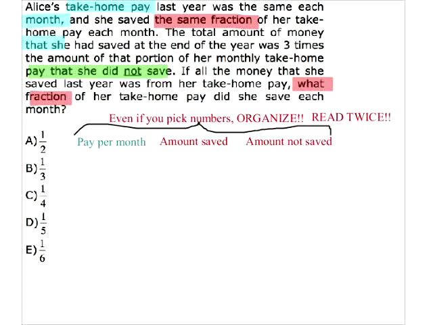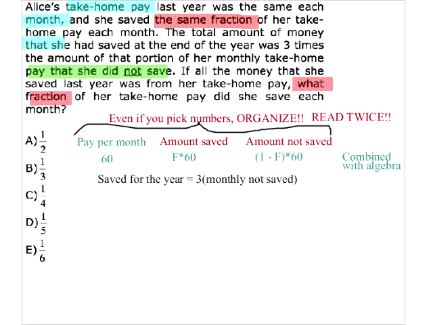So the pay per month we decided would be 60. That means that the amount saved would be some fraction of 60. One way you can still do this is combined with algebra. So that's 60 times F, and then that's 1 minus F times 60, if you still want to define that sort of thing. And so then you have the total saved at the end of the year is 3 times monthly not saved. So the saved for the year is 12 times 60 times F, which would be 720F.